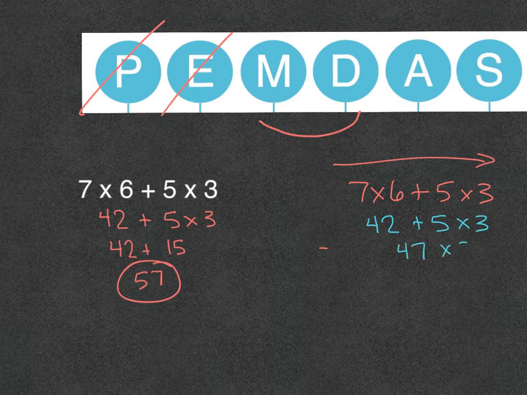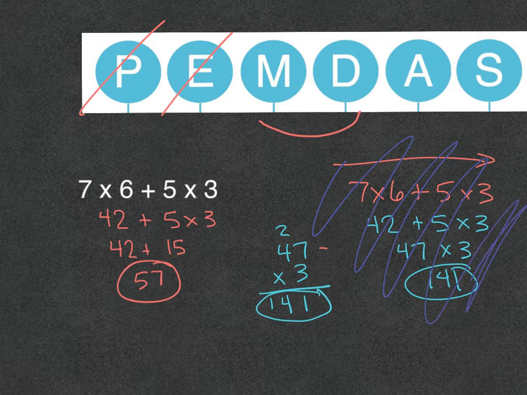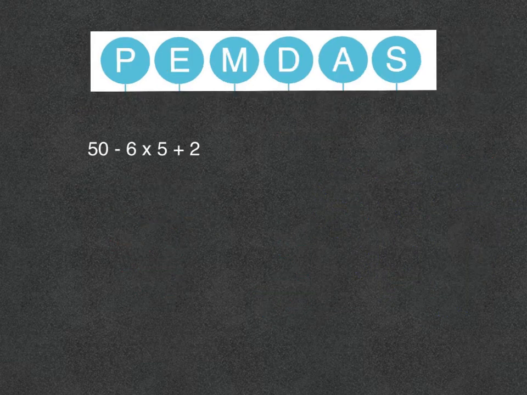So 47 times 3. So now we have to come over here and do 47 times 3. So 7 times 3 is 21. 4 times 3 is 12 plus 2 is 14. So we get a really different number, 141. So by doing it just left to right, we're actually going to get the wrong answer. So this problem is wrong over here. Do not do it that way. You need to follow the PEMDAS steps so that we can get the right answer. Okay? Alrighty, so let's do another one.